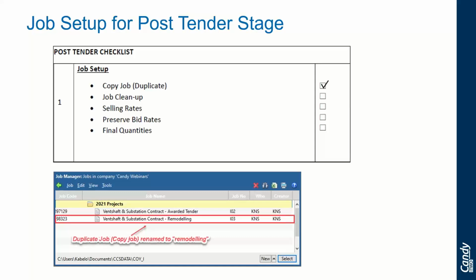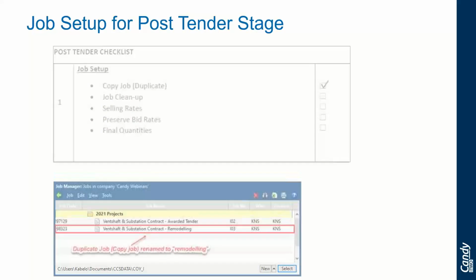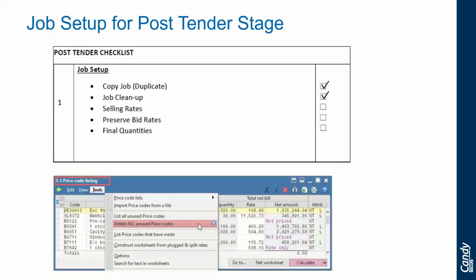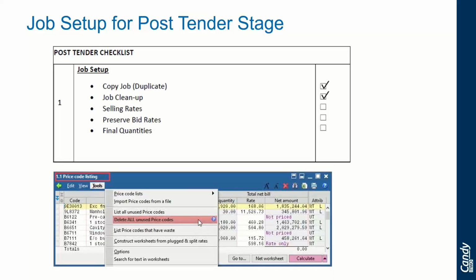Once we have the job, we can access the remodel job, and the next step is to clean up the job. So make sure that the job contains codes and resources that only belong to the job, so that when you report, you don't have to go through extra unused resources and price codes.